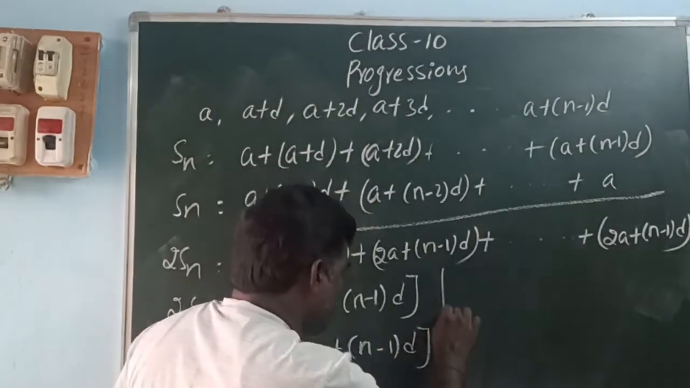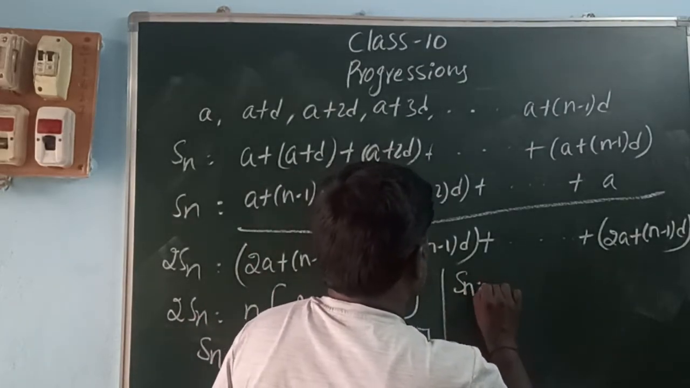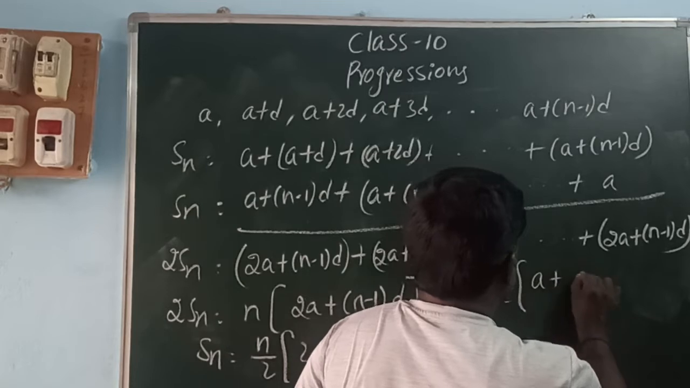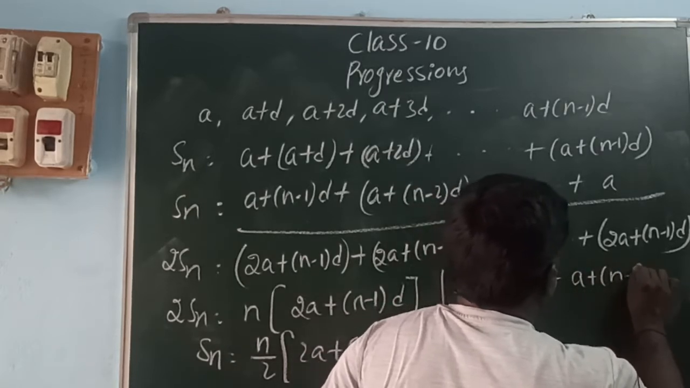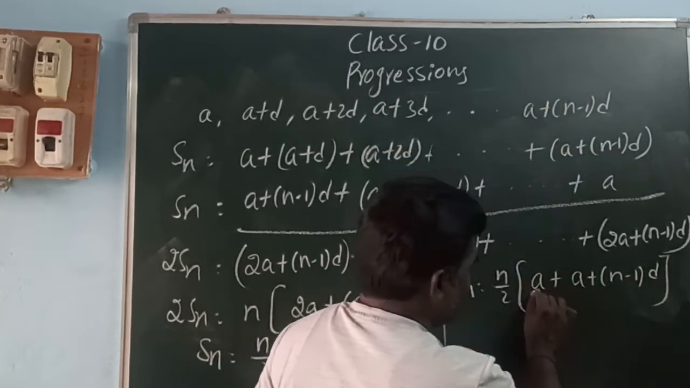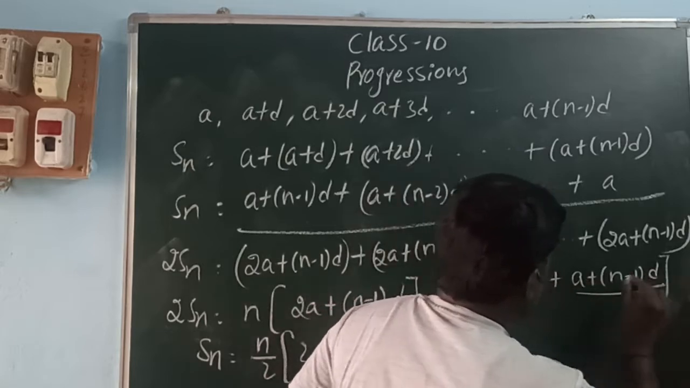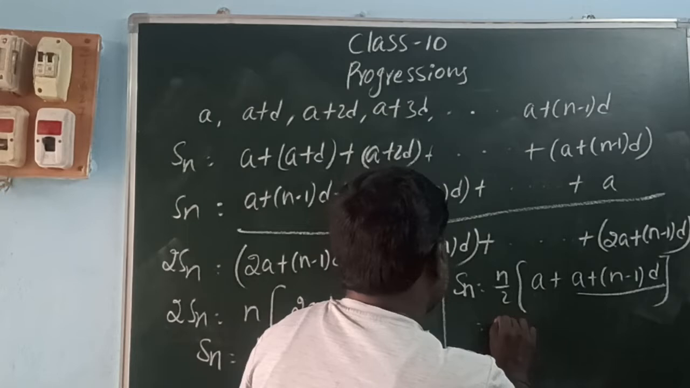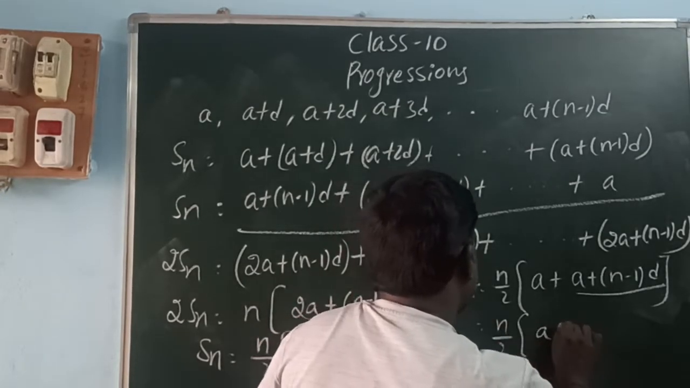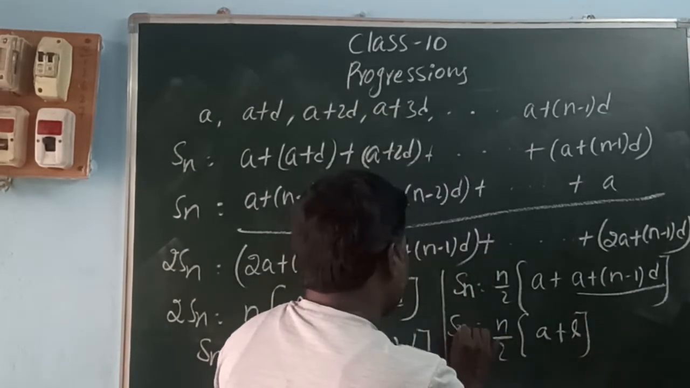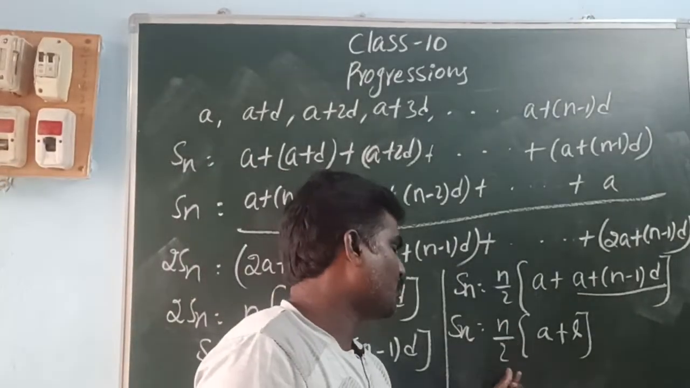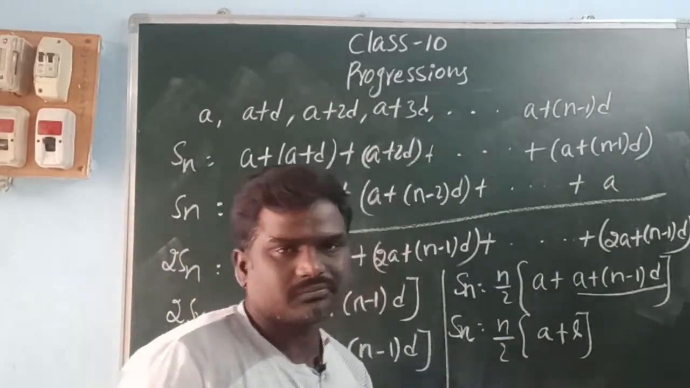Another formula is also there. So Sn we can write as n by 2 of 2a, and we can write 2a as a plus a. So a plus n minus 1 into d is nothing but what? The nth term or last term. So we can write Sn is equal to n by 2 of a plus l. So what is the formula for the sum of n terms in AP, arithmetic progression? n by 2 of a plus l.